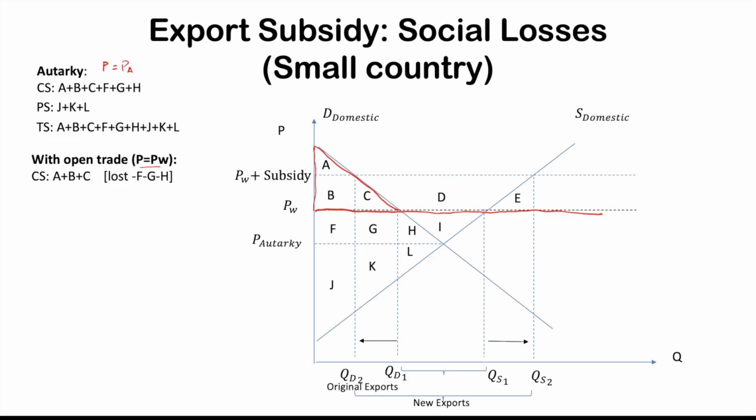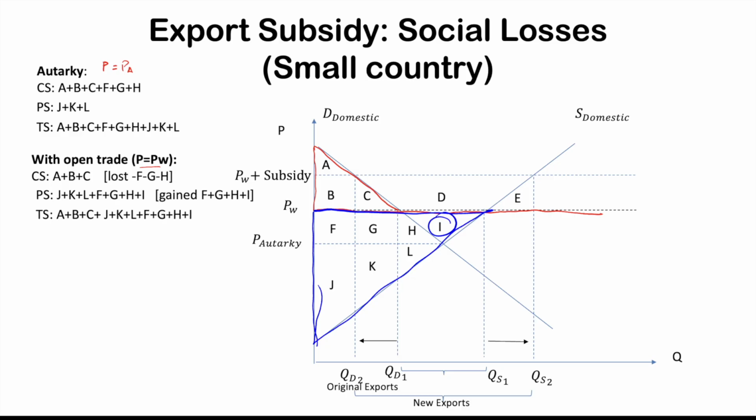What about the producer surplus? Producer surplus is the area below the price and above the supply curve. So it's this large triangle here. So now the producers actually have retrieved, they gained that FGH that was lost by the consumer surplus, but they also gained a new area, I. So the total surplus is the sum of these two areas, and apparently there is a social gain, which is this triangle I that was not in the surplus before.